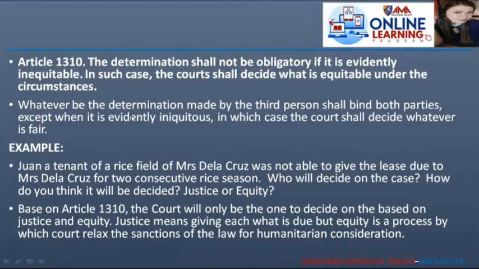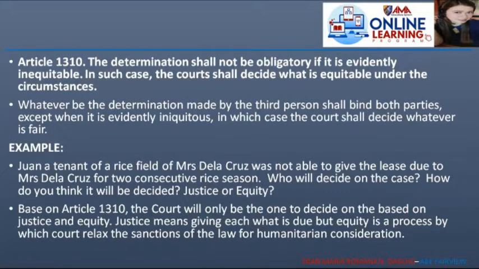So Article 1310. The determination shall not be obligatory if it is evidently inequitable. In such case, the court shall decide what is equitable under these circumstances. So, ano ba ang mas makakabuti? Ano ang patas, ano ang tama? Korte po ang magtatakda kung merong hindi pagkakaunawaan, no, dispute between two parties.